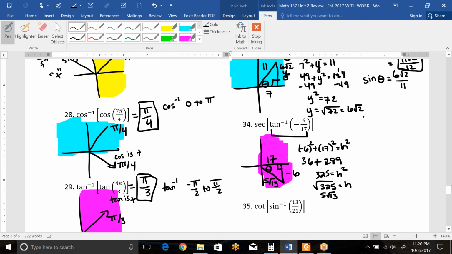Now, once we have the triangle labeled, we can now find the secant of that theta, which is, remember, the cosine flipped. So cosine, remember, is adjacent over hypotenuse, which is good for us. We don't need to rationalize this because once we flip it, the square root will be on the top. So 5 square root of 13 over 17.